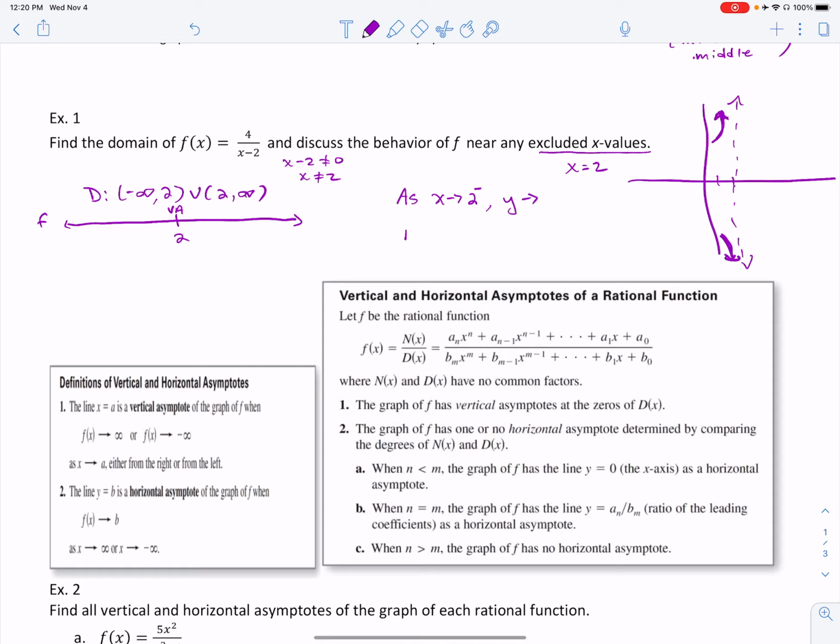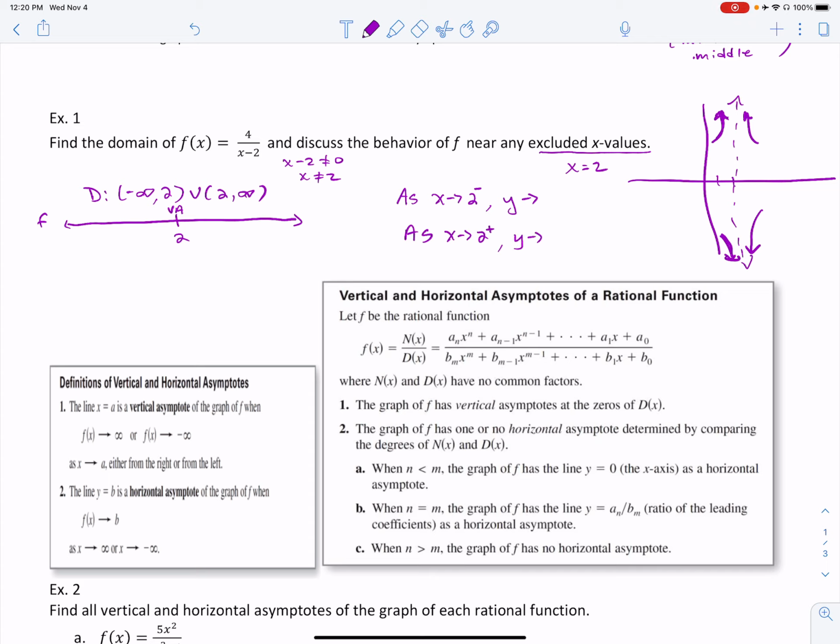And then we're going to do the same thing. So describe the behavior of f near any excluded values. I also want to look at this as x approaches 2 from the right. So as I approach 2 from the right, is y going down and following the vertical asymptote by going to negative infinity? Or is y going up and approaching 2 as we approach 2 from the right and going to positive infinity? That's basically what we're looking for.